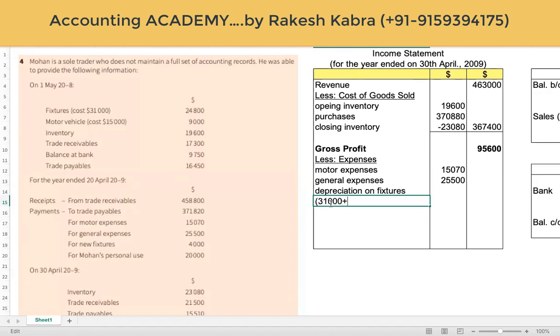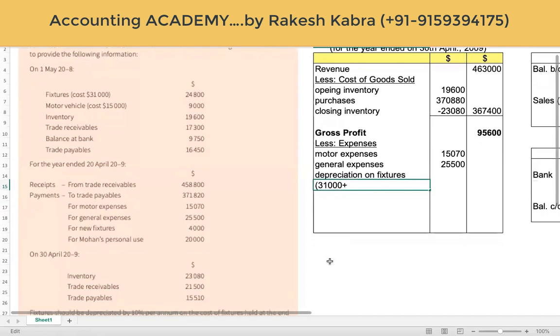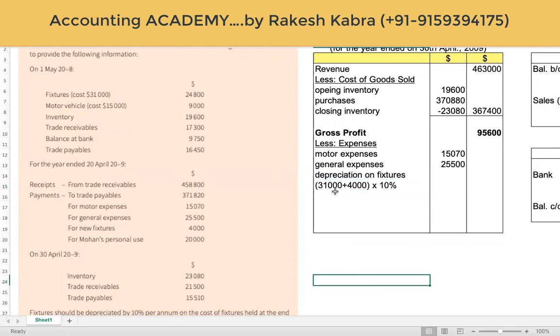Did I buy any new fixture during the year? Yes. How much money? 4,000. So that I will take for that. So total how much fixture? Total cost is 35,000 and 10% of that will be how much? 3,500.